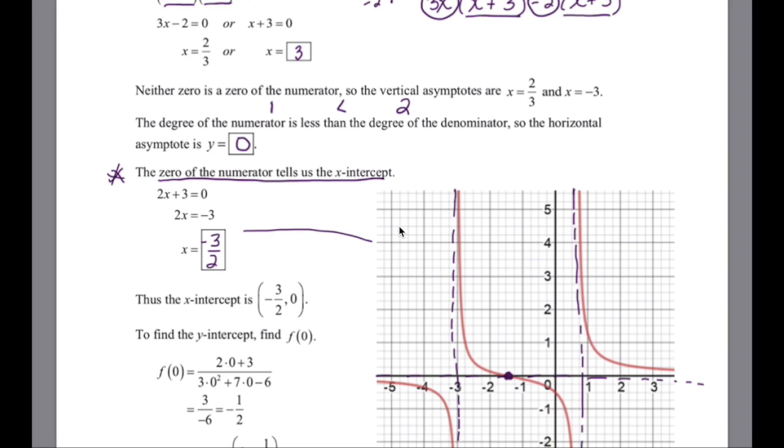This will help if you're graphing by hand. We certainly are using Desmos to help verify some pieces, but putting some other pieces together is helpful as well.